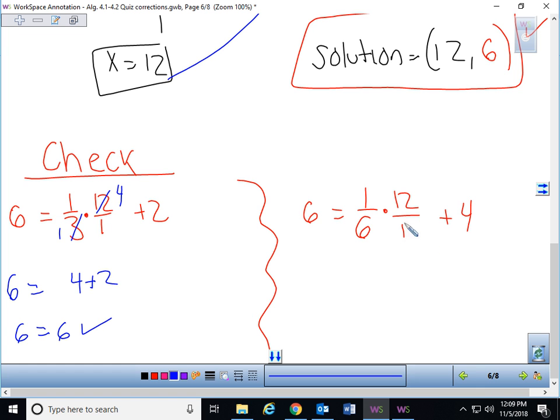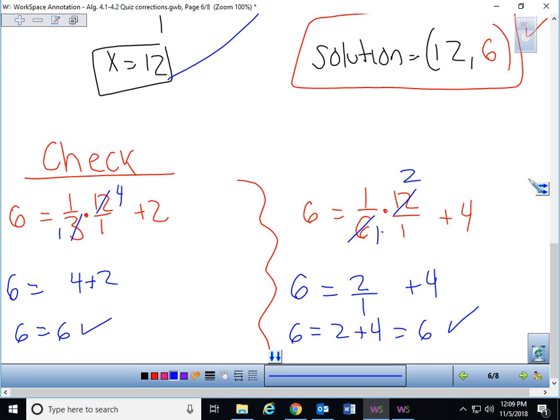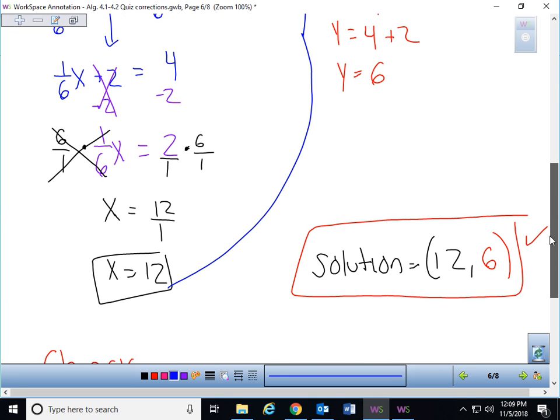Moving to the other side here, I can cross-reduce again. 1s can't cancel, but the 6 and 12 can simplify. 6 goes into itself 1 time, and 6 goes into 12 2 times. So this leaves me with 6 equals 1 times 2 is 2, 1 times 1 is 1, plus 4. 2 over 1 is the same thing as 2. 2 plus 4 equals 6. So it definitely works out, and my solution is 12, 6.